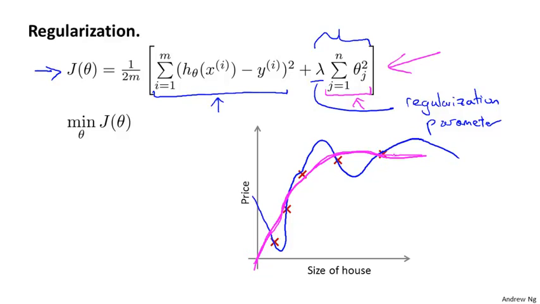Once again, I realize it can be a bit difficult to see why shrinking the parameters can have this effect, but if you implement this algorithm yourself with regularization, you will be able to see this effect firsthand.